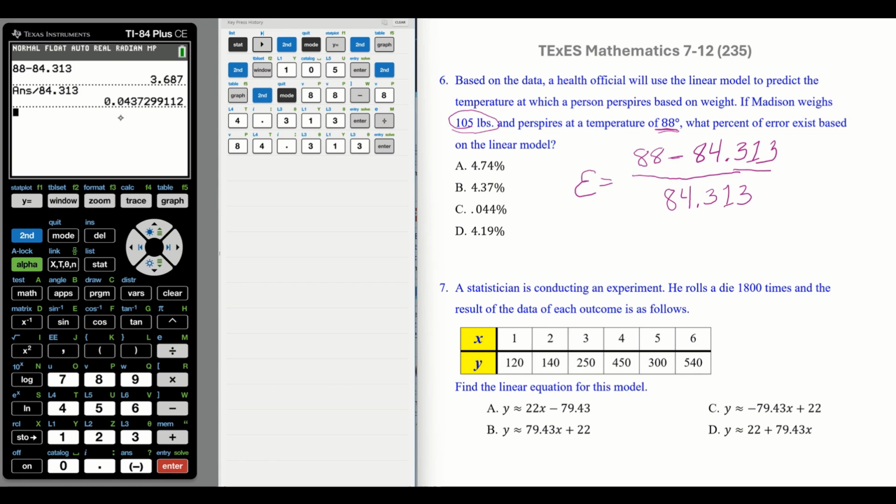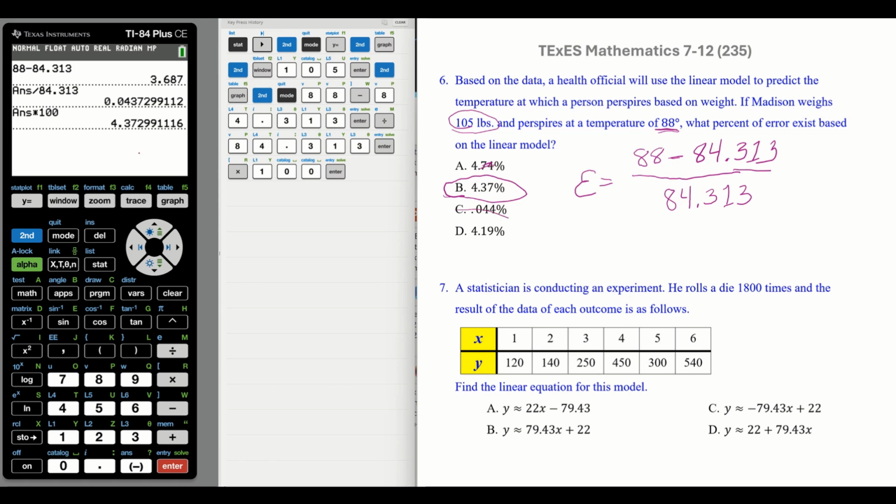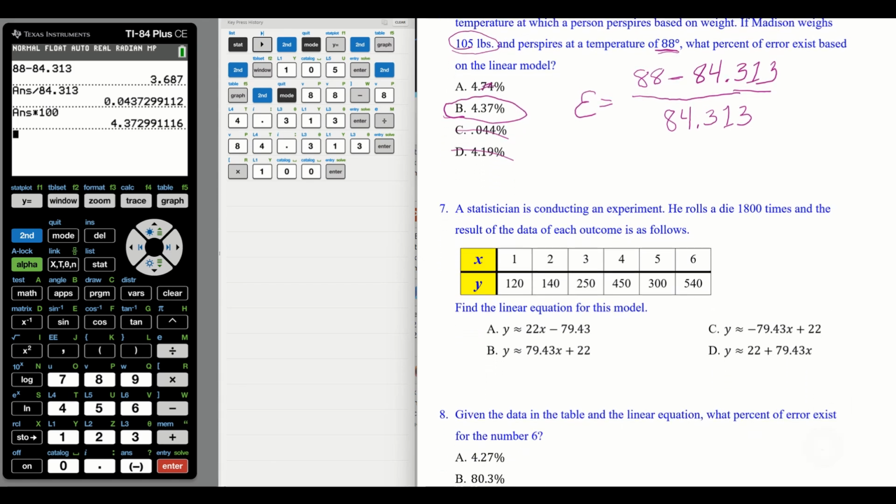Now, if you can't see that from the decimal, just multiply by 100 real quick. And then obviously you can see, oh, yeah, that's it. I was looking up here at A. These are not correct. That's not enough. That's too small. That one's too large. So it is B. Okay. That is our error. All right.